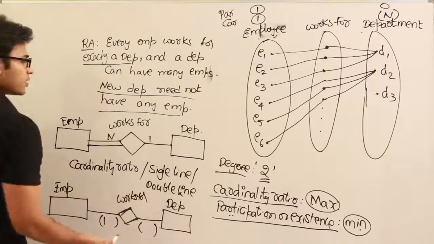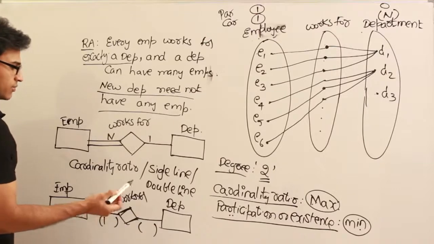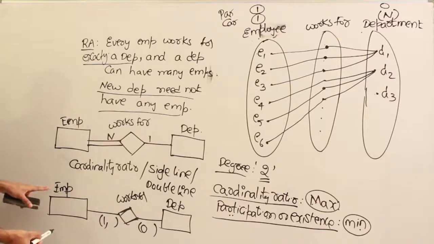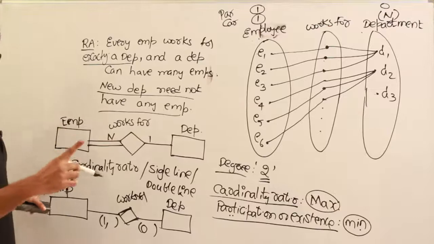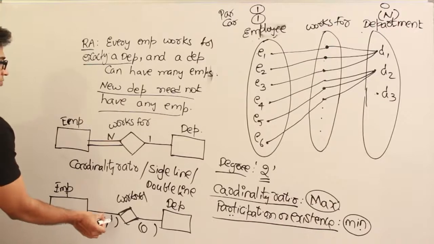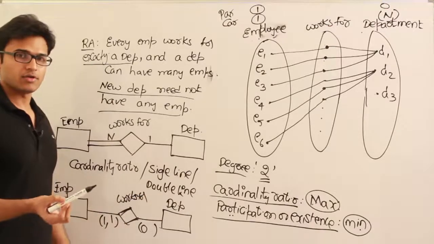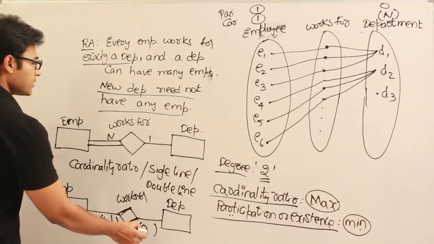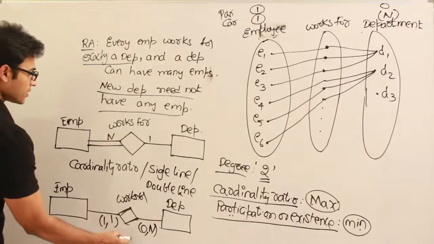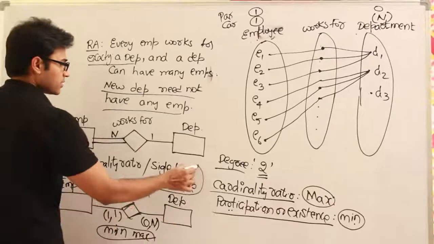And what about the minimum cardinality of department? A department may not have any employee at all. Therefore, minimum cardinality is 0 here, right? And what about the maximum cardinality here? Every employee can work for only a maximum of one department. Therefore, the maximum number of relationships an employee can participate in is 1. What about department? A department can have many employees, so the maximum number of relationships a department can participate in is n, right? So this is called minimum maximum representation, min max representation. Got it? And both are quite popular, so in exam they might give you anything, right?